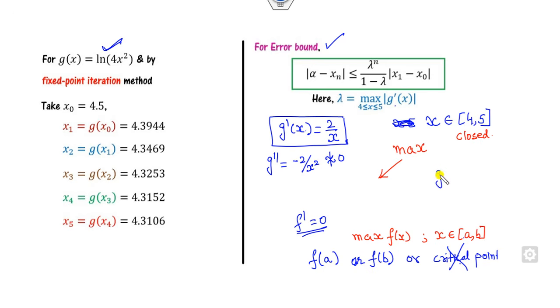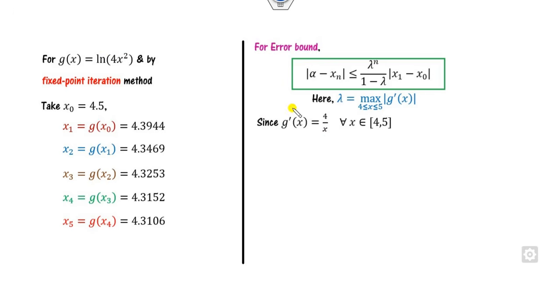So what is my g dash of 4? It is 2 by 4. What is my g dash of 5? It's 2 over 5. So this is my 0.5, this is my 0.4. So the maximum value is at 0.5. So therefore lambda is my 0.5.